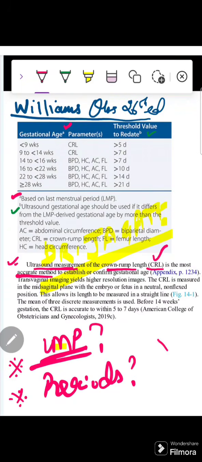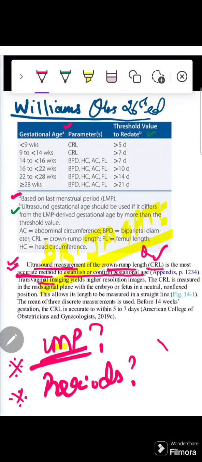So dating can be done by her dates, which is important. That is, clinically you are asking the date of her last menstrual period, the first day of her last menstrual period. Or the other way to measure is by the ultrasound method, and the most accurate is the crown rump length. This is used to establish or confirm the gestational age.